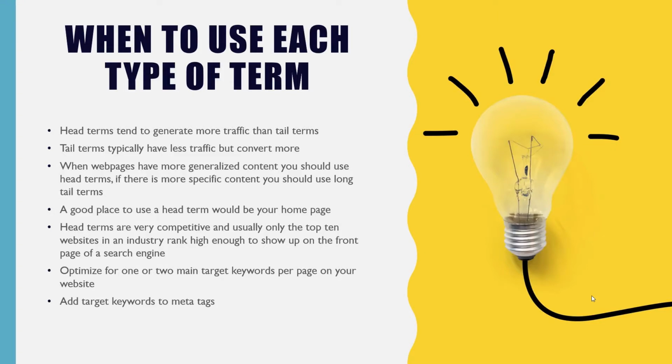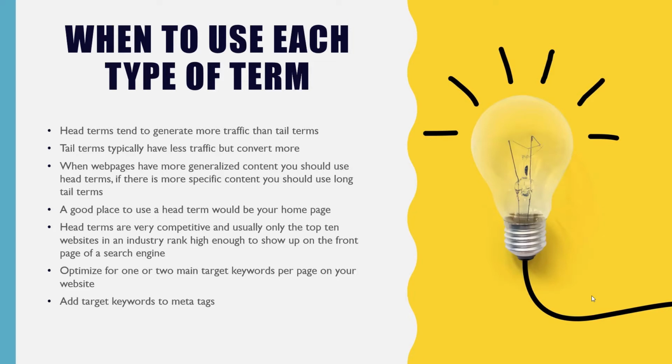So here we have an overview of when to use each type of term. Head terms tend to generate more traffic than tail terms. Tail terms typically have less traffic but convert more people. So again, if people are going to those pages, typically they are looking for that specific idea, and so they're more likely to stick around. When web pages have more generalized content, you should use head terms, like with your homepage. If there's more specific content, you should use long tail terms.